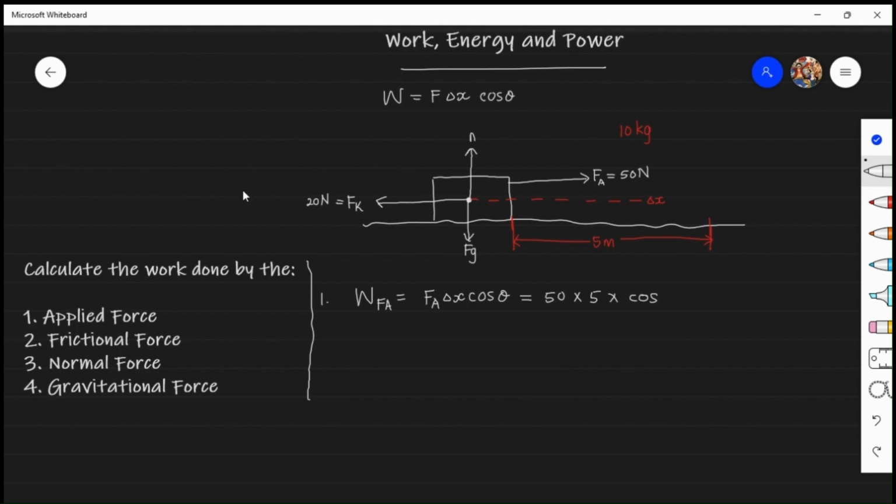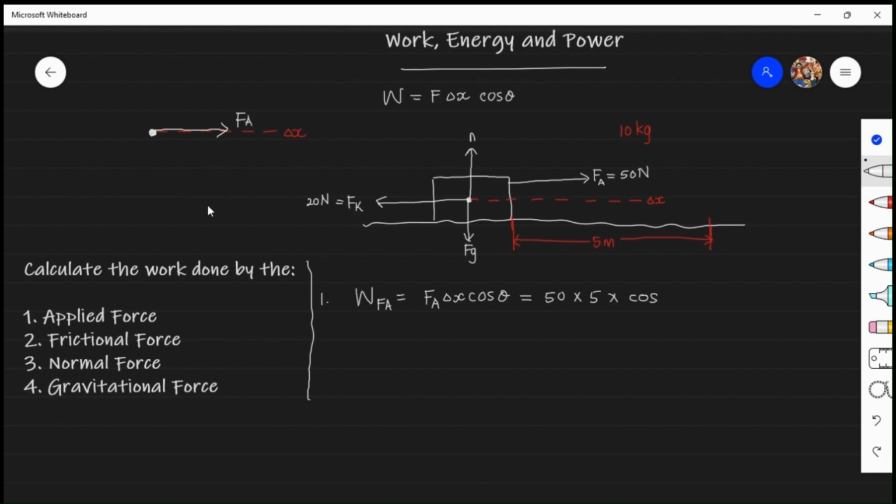Let's start by drawing a free body diagram of our object. We know that the displacement is moving to the right. So we'll draw our dotted vector for displacement, and let's draw the vector of our applied force.